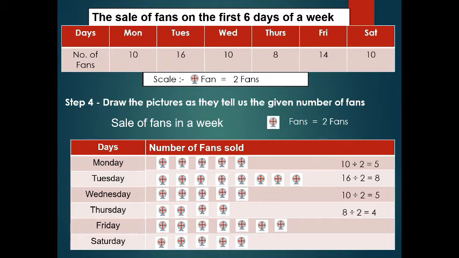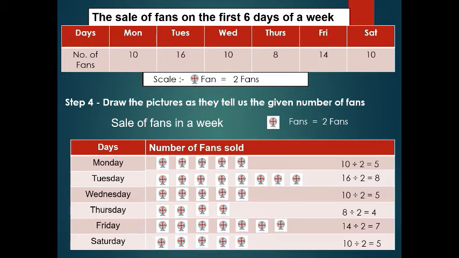Then on Thursday, he sold 8 fans. So 8 divided by 2, that is 4. So we will be drawing 4 images. Then on Friday, he sold 14 fans. So 14 divided by 2. So we have drawn 7 images. And finally again on Saturday, 10 divided by 2, that is 5. So we have drawn 5 images of fans over here. That is your pictograph. So hence like this we have completed with our pictograph.